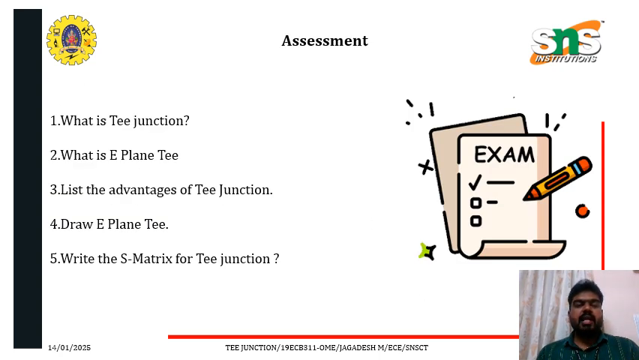And let's take up the assessment. First, what is a T-junction? Second, what is an E-plane T? List the advantages of a T-junction. Draw the E-plane T. And the next question is, write the S matrix for the T-junction.